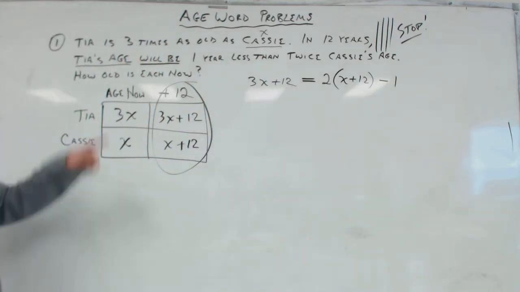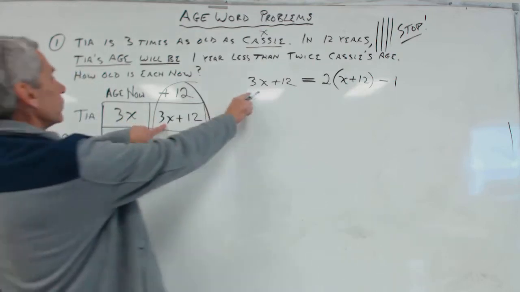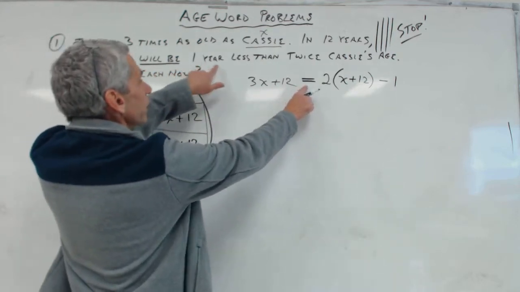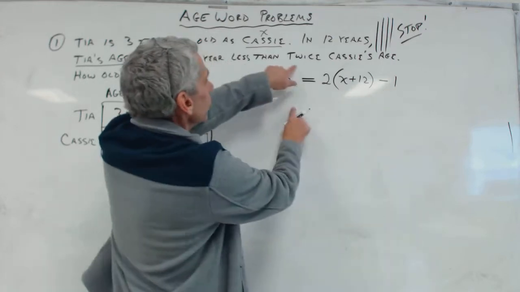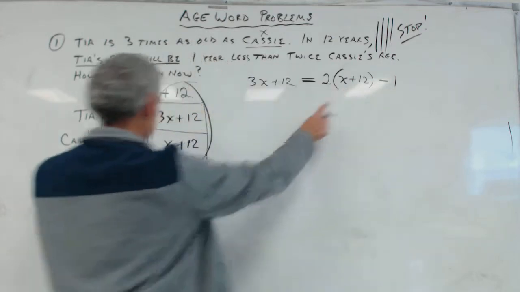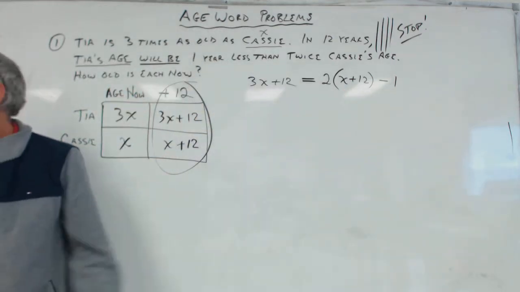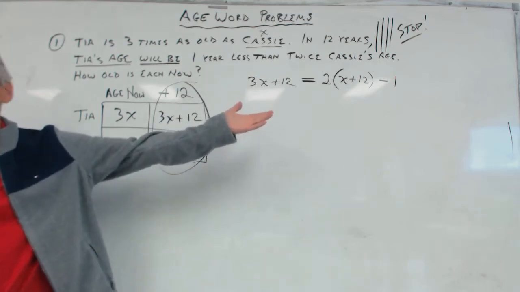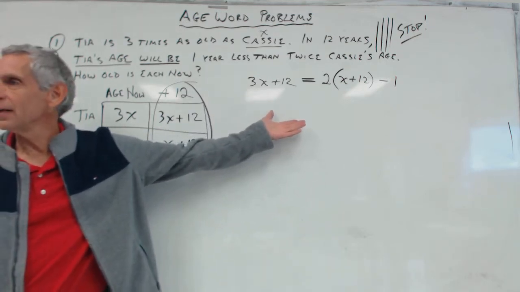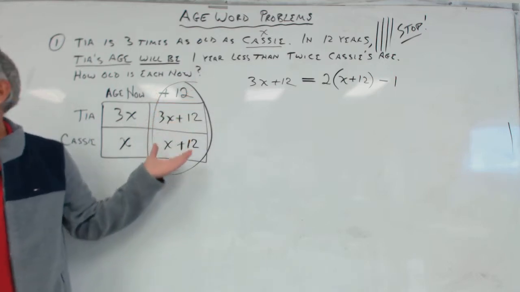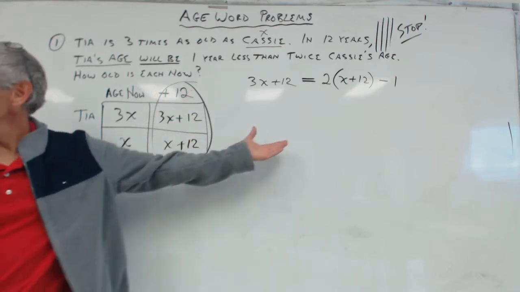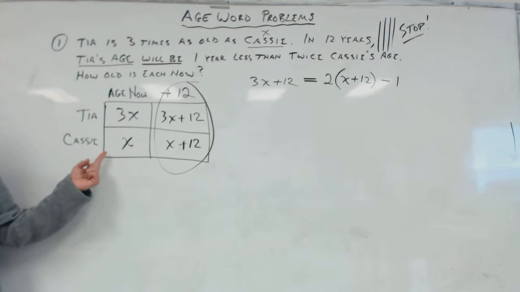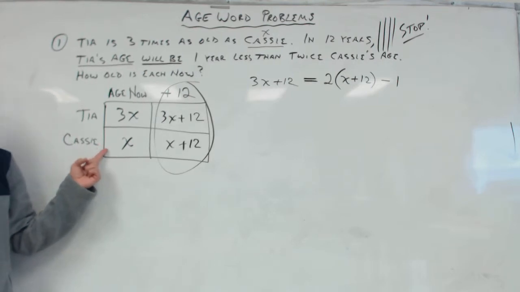Let's double check. Tia's age, 3x plus 12, will be equals, 1 year less, that's the minus 1, than twice Cassie's age. We got it. So now we have the equation, and when we solve for x, this is the weirdest thing. We used in 12 years information, and when we solve for x, we will have Cassie's age right now. That's, to me, magical.